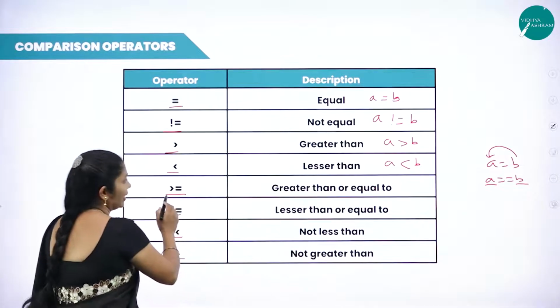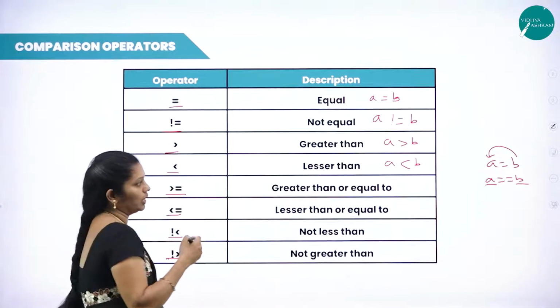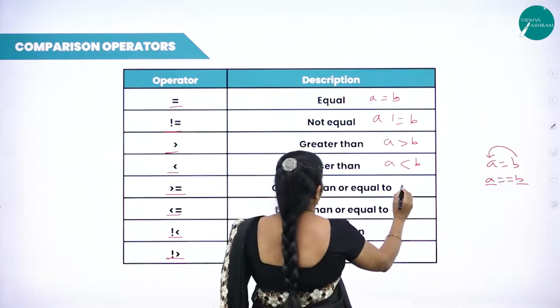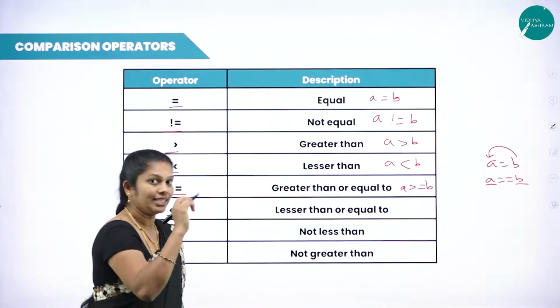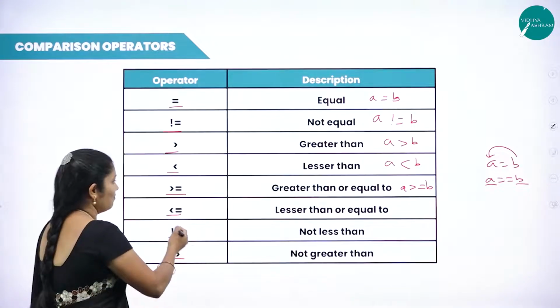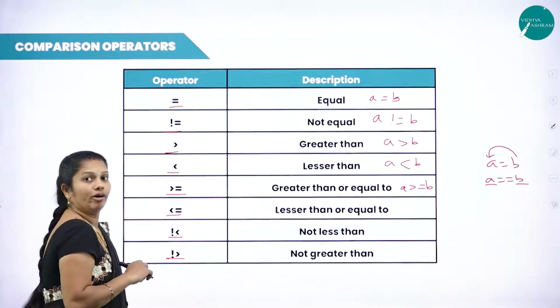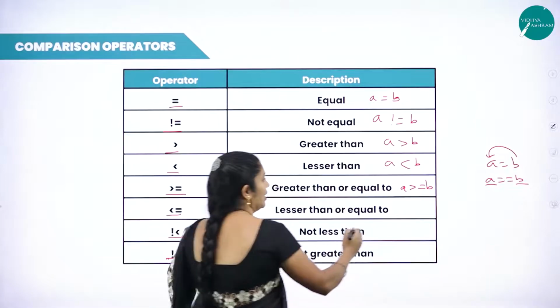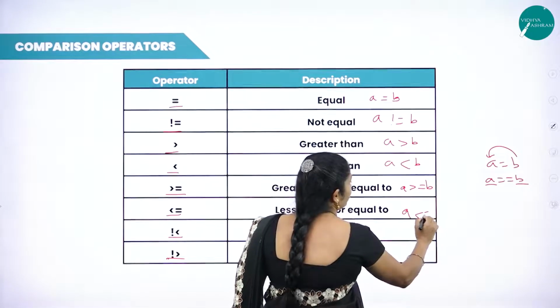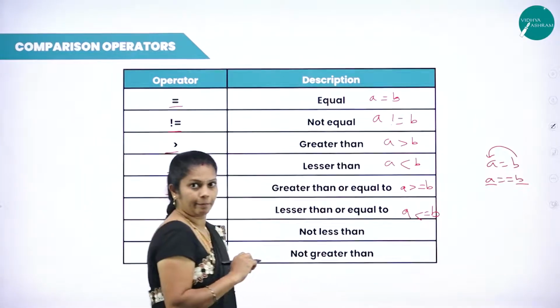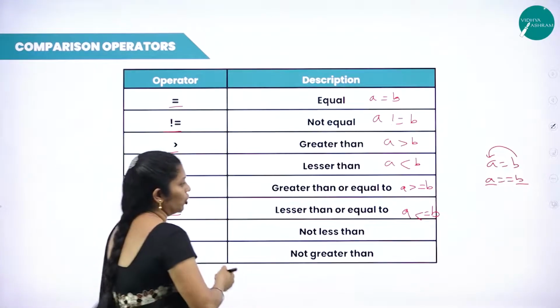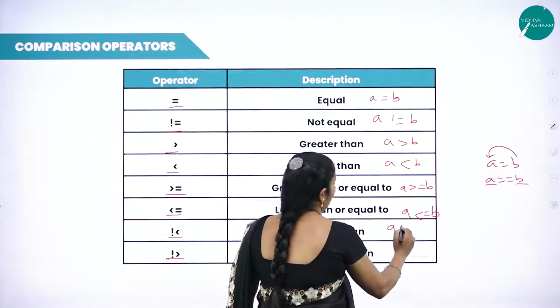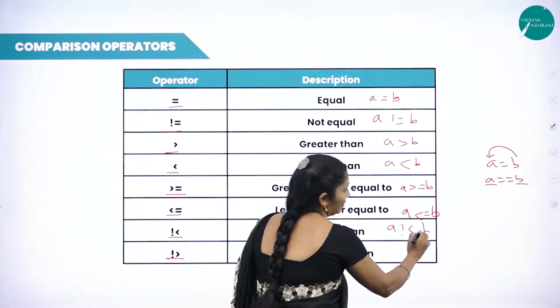Then greater than or equals to, how to write that? That is A is greater than or equals to B. Like this we will write. In the same way, less than or equals to. How to write this? A is less than or equals to B. In the same way, not less than, A is not less than B.